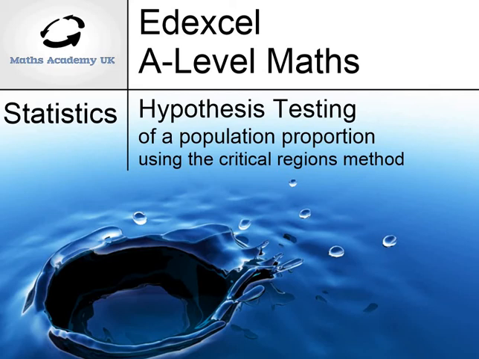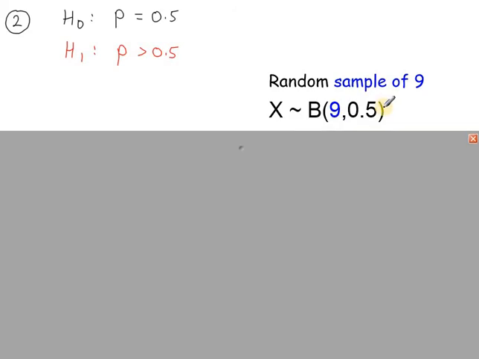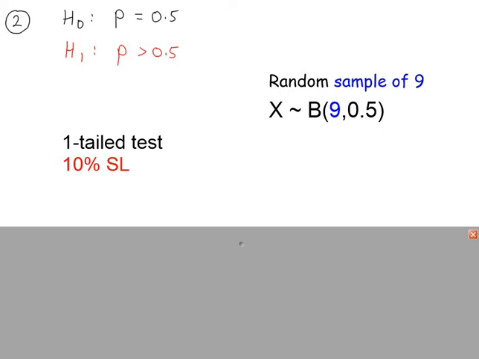Hypothesis testing of a population proportion using the critical regions method. Example 2. Our null hypothesis, our alternative hypothesis, and this time we're testing for greater than. So we get this binomial distribution because we're taking a random sample of size 9, and this p-value comes from here. This is a one-tailed test.